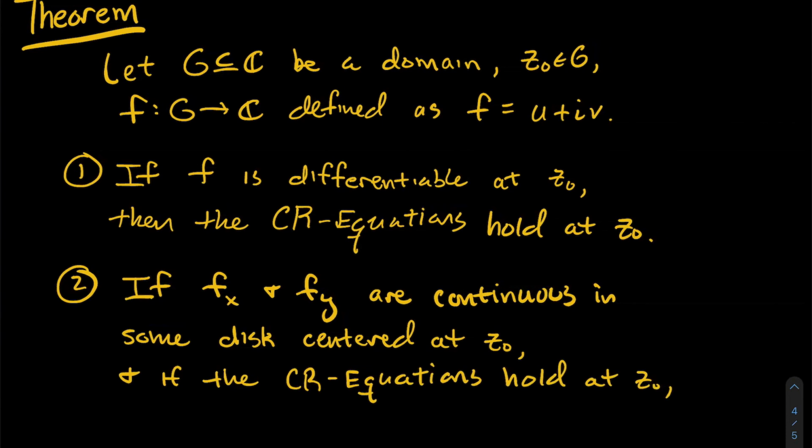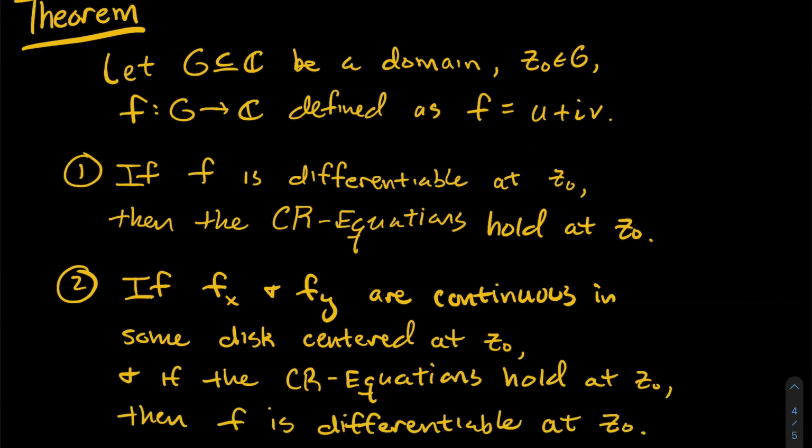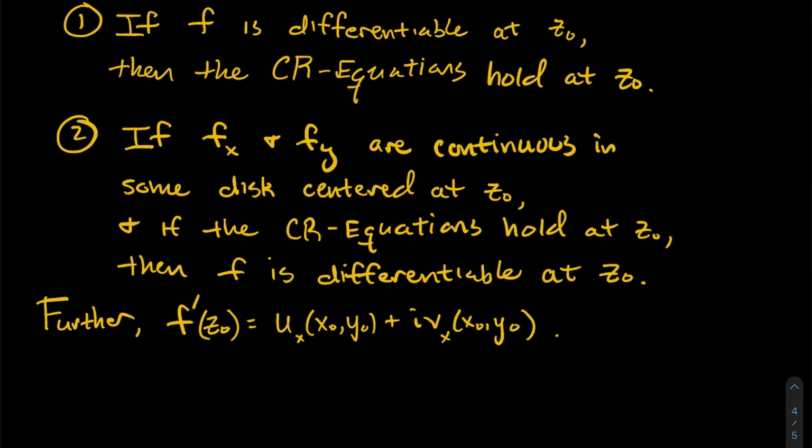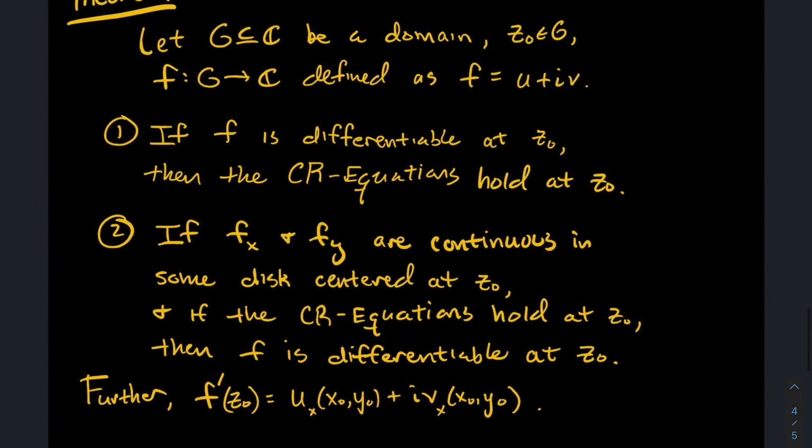If that's the case, and if the CR equations hold at z0, then that's enough to say that f is differentiable at z0. And the last thing, I'll say a little bit more about these in a moment too, just to finish writing out the theorem. Let me zoom out a little bit too.